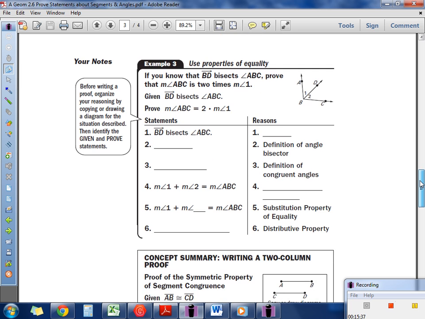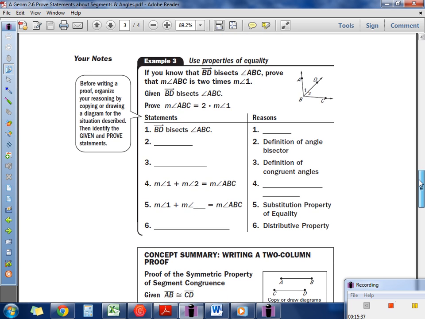So we have example 3. On this one, we have a lot of good stuff. All these properties that we're using today, guaranteed they're on the test. All these types of proofs we're doing today, guaranteed on the test. These are solid proofs. On example 3, it says, if you know that ray BD bisects angle ABC, prove that measure of angle ABC is 2 times the measure of angle 1.